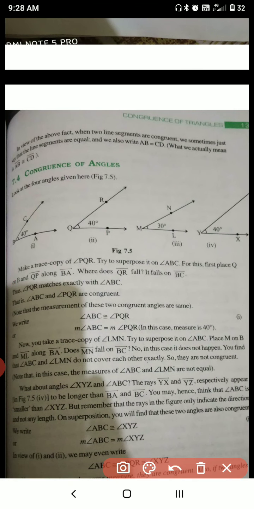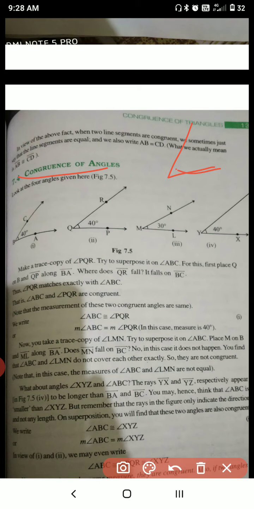The next, congruence of angles. All of you know how we get angles: two rays originating from the same point. This is called your angle. If the measurements of the angles given to you are the same, then those angles, whether two or three angles, if their measurements are equal, that type of angles are known as congruent angles. Again the same thing comes here, if they are congruent, their measurements are also equal.